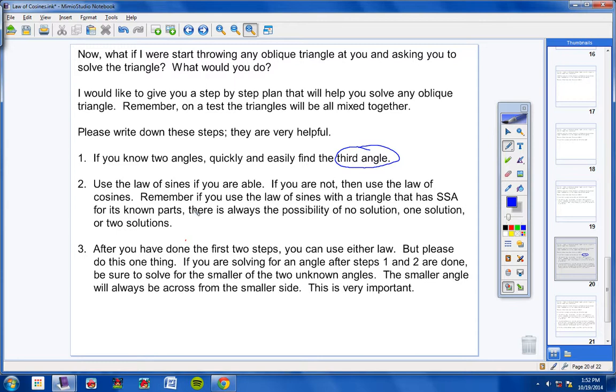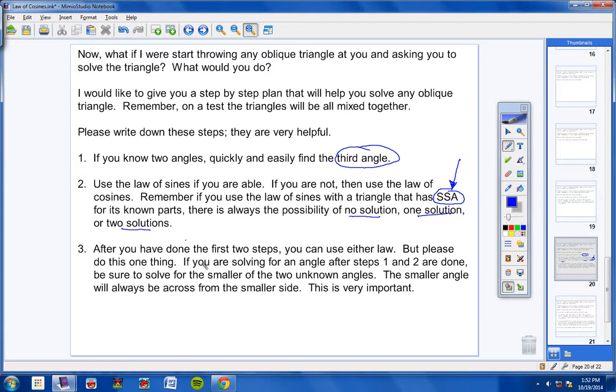But listen, guys, remember, if you start off using the law of sines with a triangle that has side angle, we learned this before, remember, there's always the possibility of having no solution, or one solution, or two solutions, okay? So please don't forget to check for this. If you're using law of sines at the very beginning of a problem and you're given side angle, then make sure you check for no solution, one solution, or two solutions, okay?